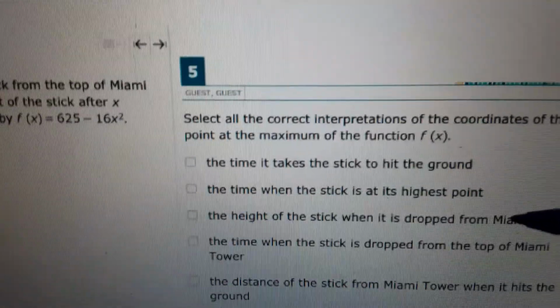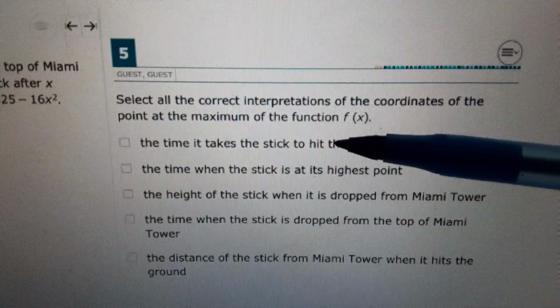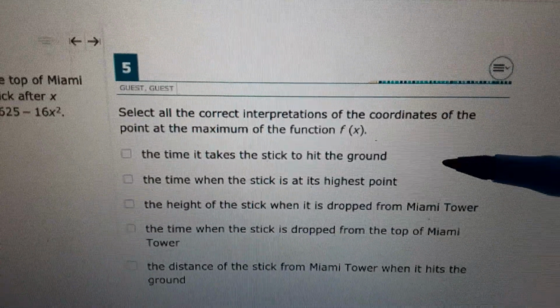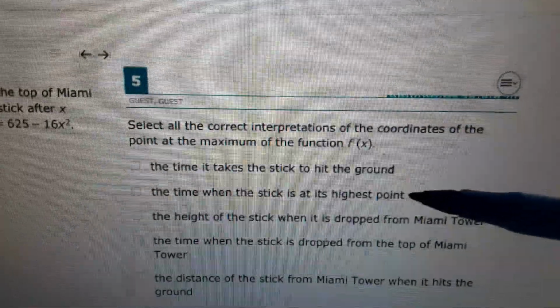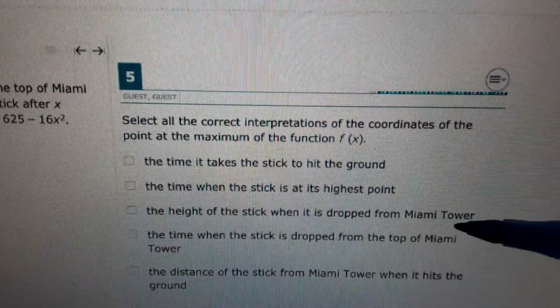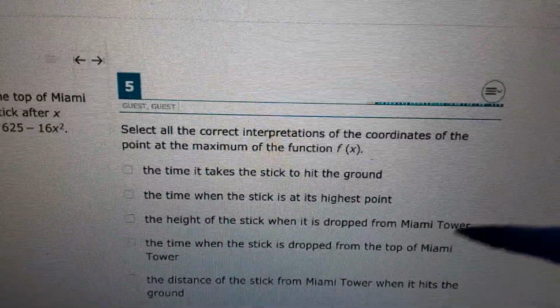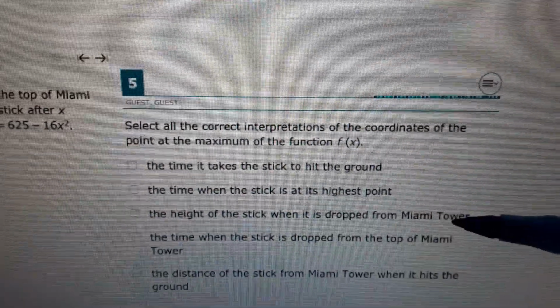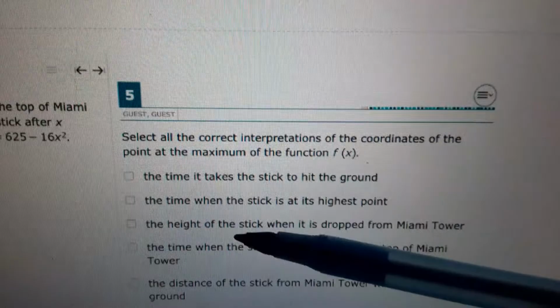So the maximum means it's not the time that it takes it to hit the ground, no. The time when it's at the highest point, yes. The height of the stick when it is dropped, that looks pretty good because it's on top of the tower. The time, oh, it's not the height of the stick.